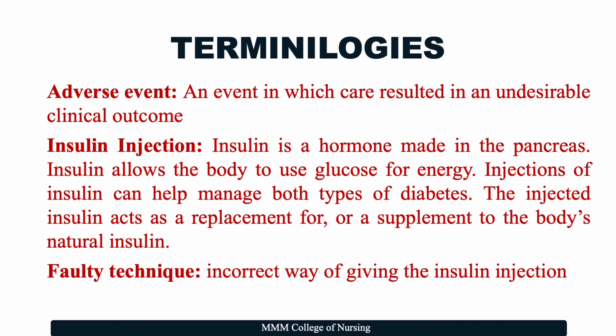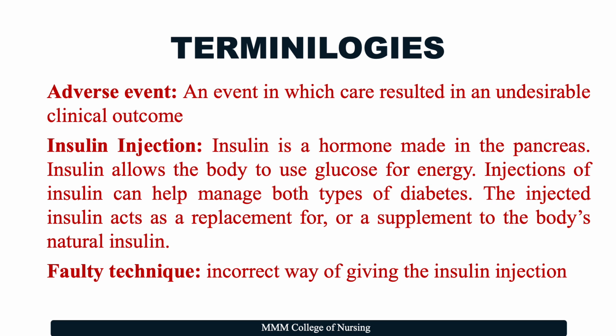Before we move into the topic, we need to be aware about a few terminologies. Adverse event. It is an event in which the care resulted in an undesirable clinical outcome. Insulin injection. As discussed earlier, insulin is a hormone made in the pancreas. It allows the body to use glucose for energy. Injections of insulin can help manage both types of diabetes. The injected insulin acts as a replacement for or a supplement to the body's natural insulin. Faulty technique. It is the incorrect way of giving the insulin injection.